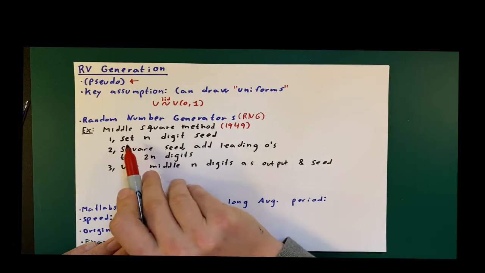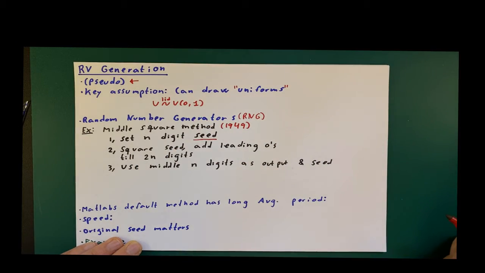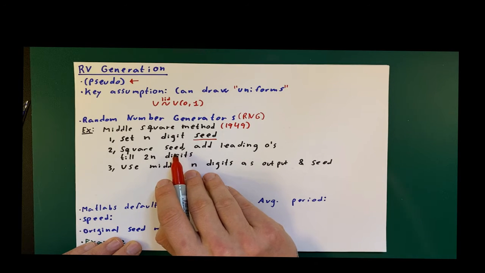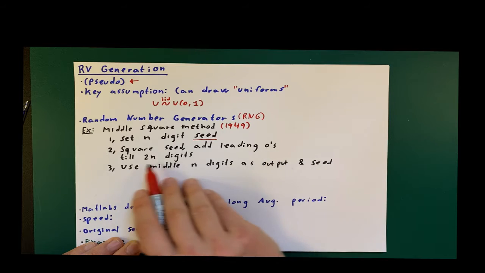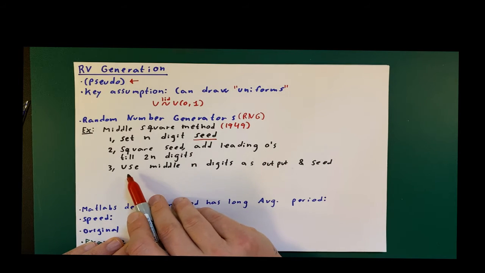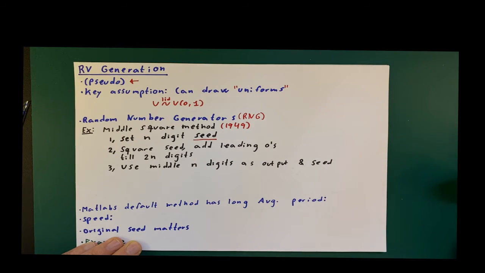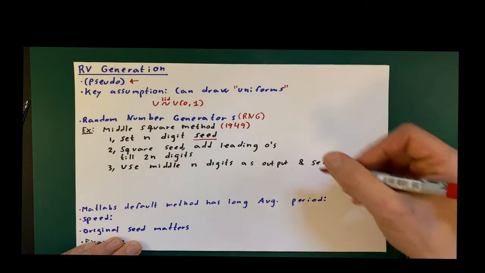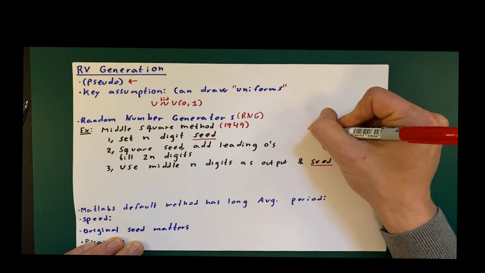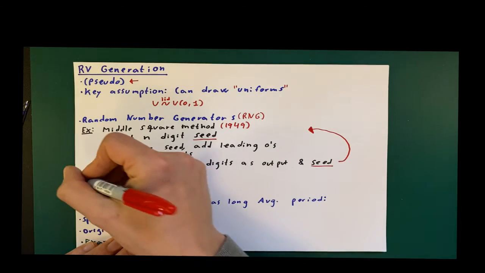So first you set some n-digit seed, right? And then you square the seed, so you raise it to the power of 2. Then you add leading zeros until you have 2n digits, right? And then you use the middle n digits as output from your algorithm as the first random number, and then you also use it as a seed, so you can iterate back to the first step again, right? And let's just see an example of me going through that.